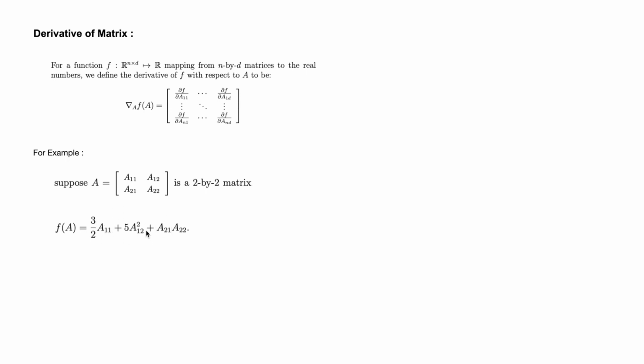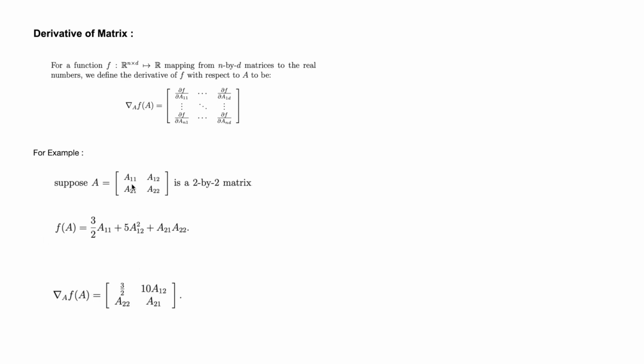There are a few terms which are related to your matrix A. There might be a few constants as well, right? And now you just want to calculate the derivative of f of A with respect to A. And that is our requirement, right? We want to calculate the derivative of J of theta with respect to theta. So here we want to calculate the derivative of f of A with respect to A. Let's see how it will look.